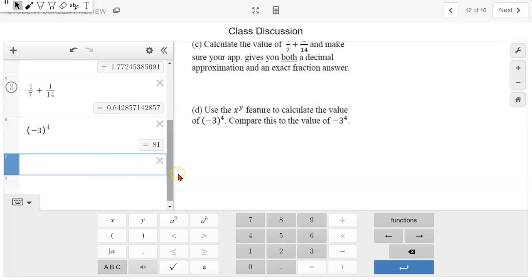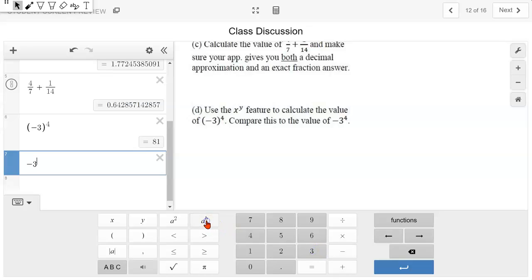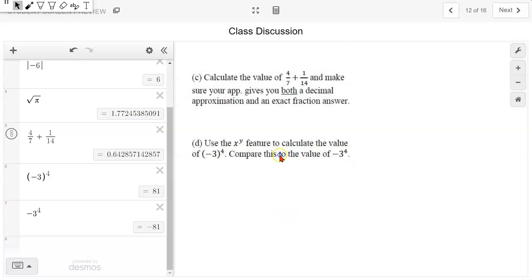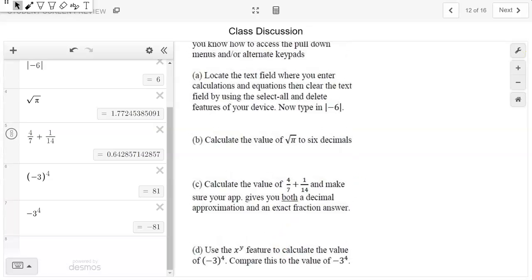So I want you to try what happens without the parentheses. So type -3, the exponent. So you click on this for the exponent, 4. And the answer is -81. So they are not the same. Okay? So that is the first problem.